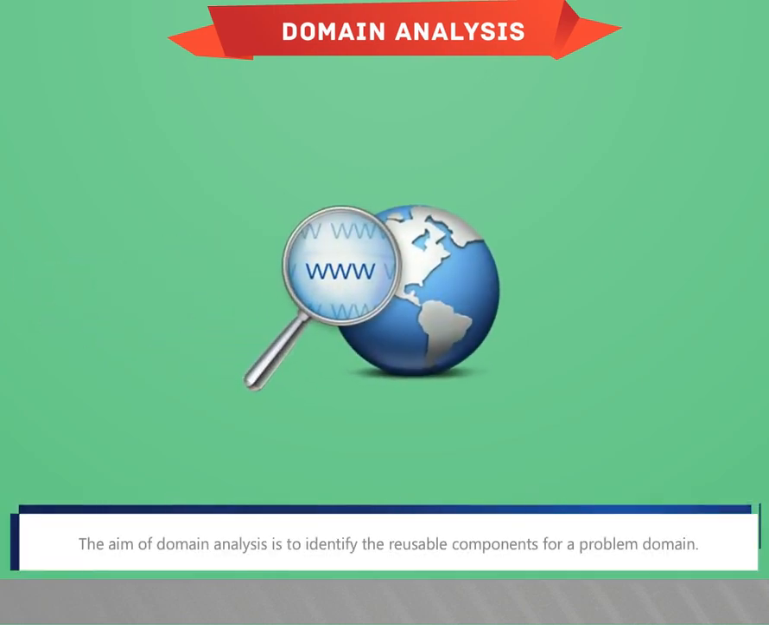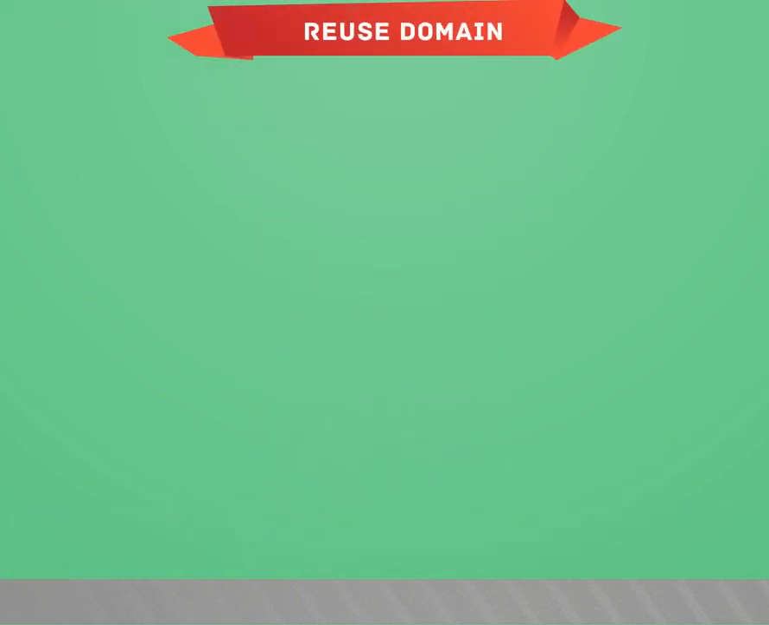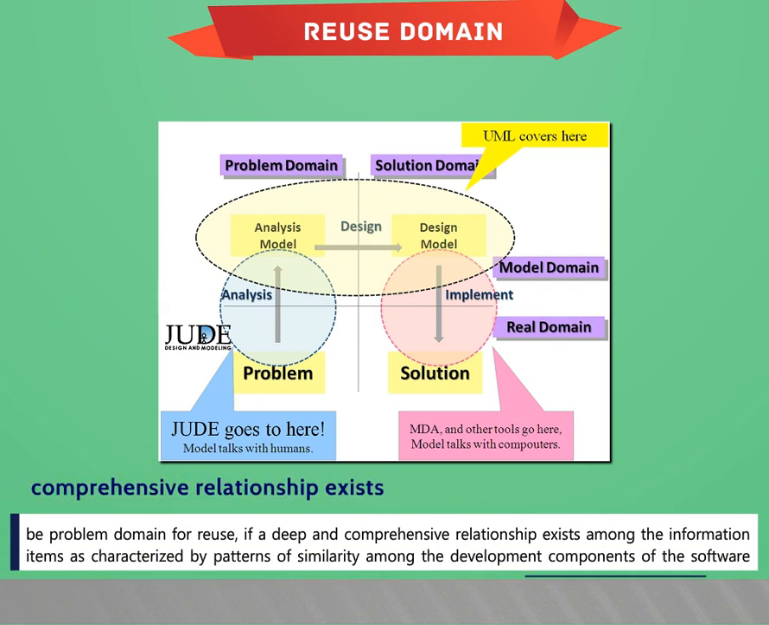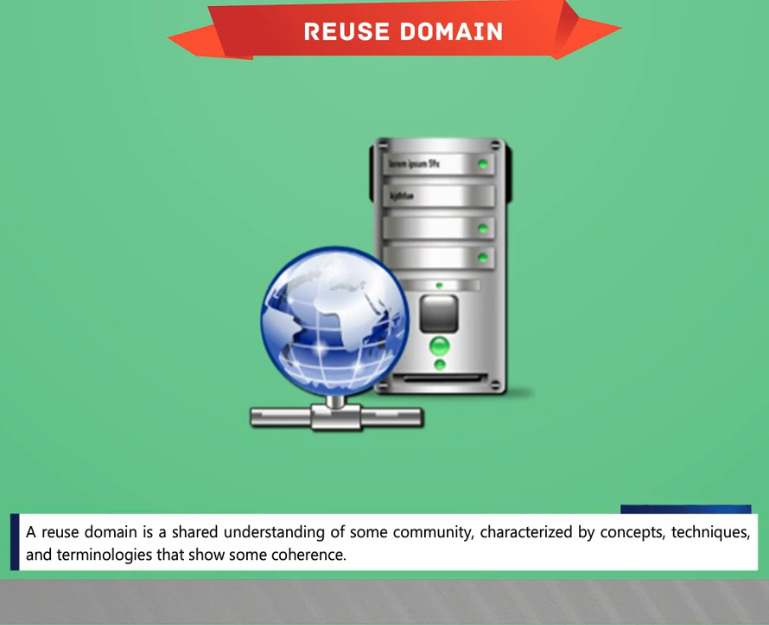Domain analysis. The aim of domain analysis is to identify the reusable components for a problem domain. Reuse domain. A reuse domain is a technically related set of application areas. A body of information is considered to be a problem domain for reuse if a deep and comprehensive relationship exists among the information items, as characterized by patterns of similarity among the development components of the software product. A reuse domain is a shared understanding of some communities characterized by concepts, techniques, and terminologies that show some coherence.